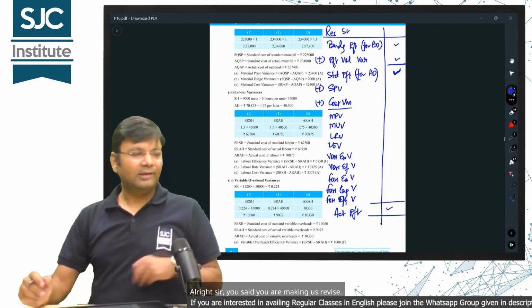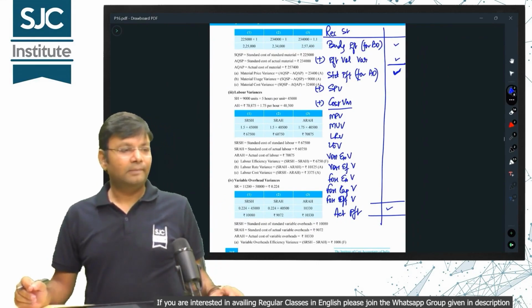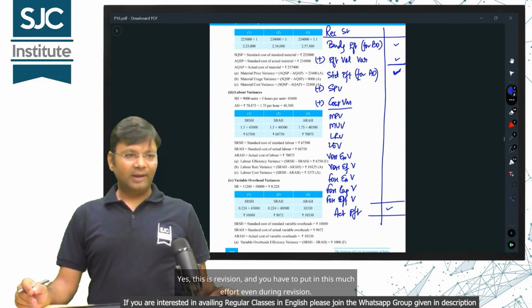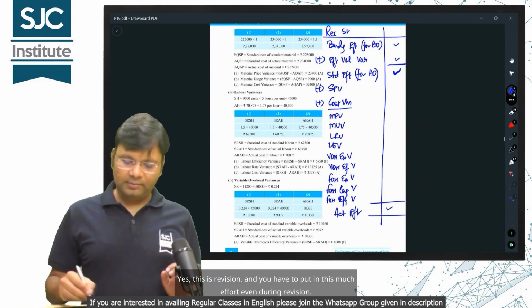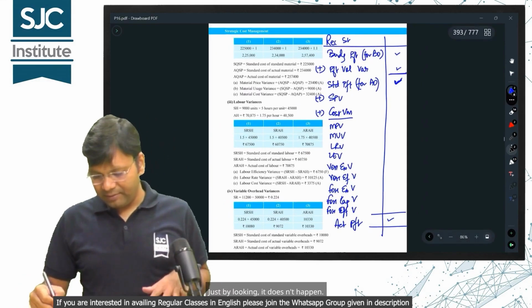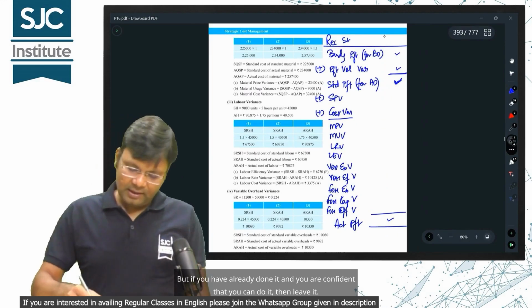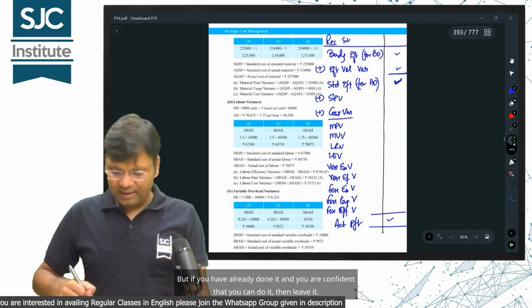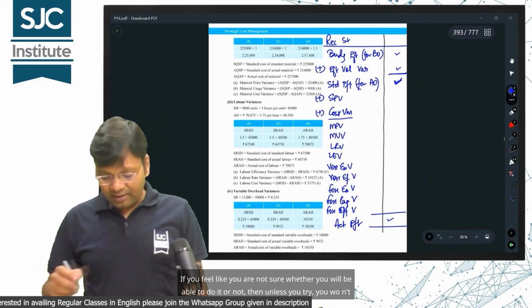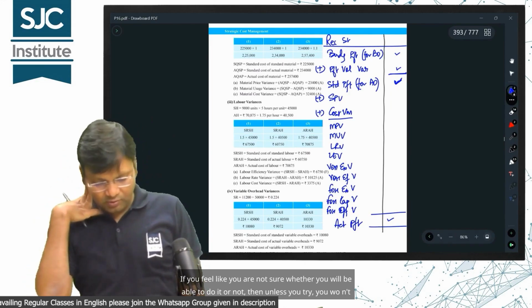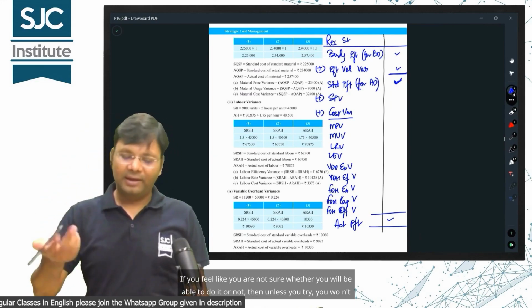Alright sir, you said you are making us revise. Yes, this is revision and you have to put in this much effort even during revision. Just by looking, it doesn't happen. But if you have already done it and you are confident that you can do it, then leave it. If you feel like you are not sure whether you will be able to do it or not, then unless you try, you won't even know.